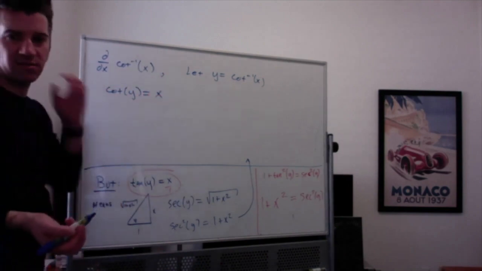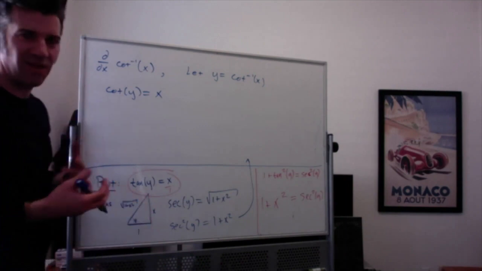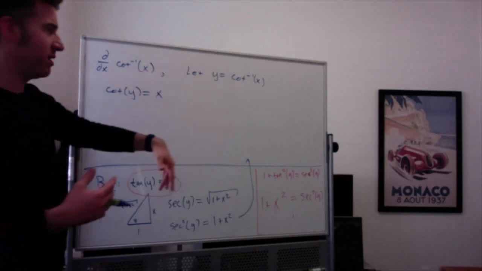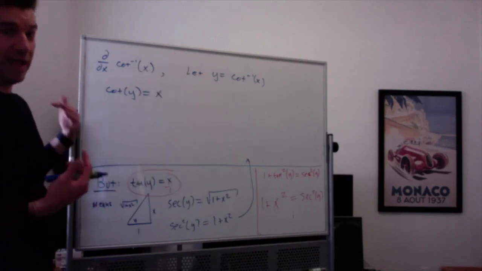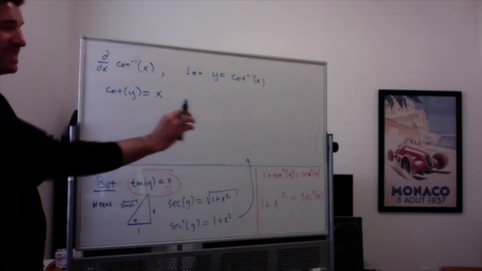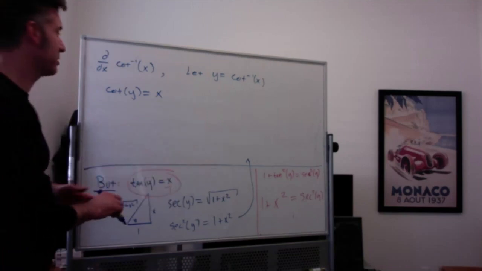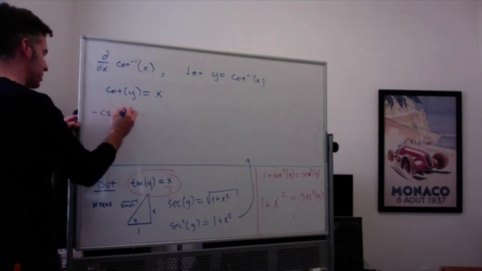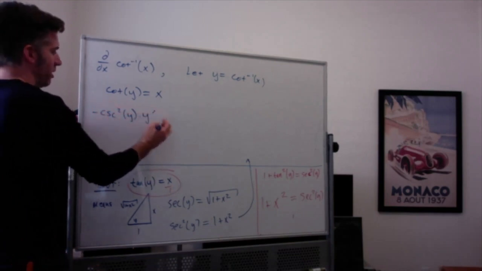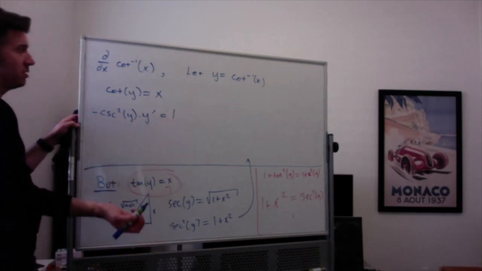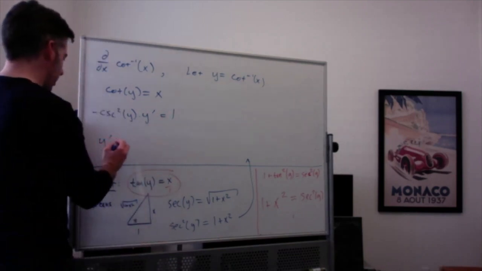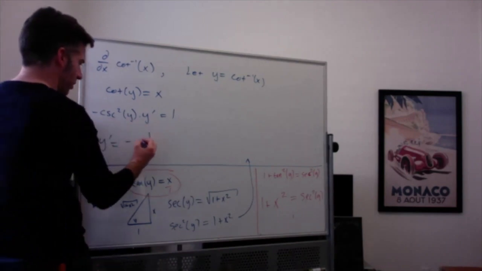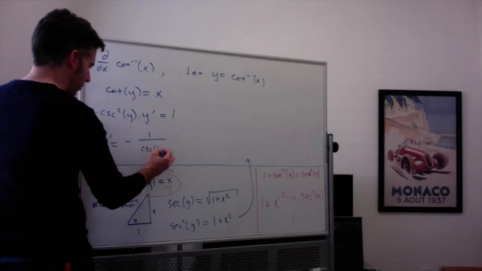In some ways, this is kind of like logarithmic differentiation, where you take the natural log of y, simplify the other side, and then you take the derivative of both sides, and the derivative of natural log of y was 1 over y times y prime. It's not exactly the same, but it's a very similar process. The derivative of cotangent of y is negative cosecant squared of y times y prime, again equal to 1. Solving for y prime, we get y prime equal to 1 over negative cosecant squared, which is negative 1 over cosecant squared of y.